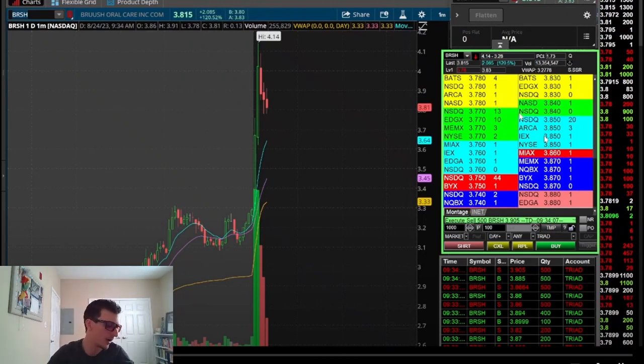So here we have BRSH. This was on a front side move. And for this case study, instead of looking at the level two, the bid and the ask, I want you to look at the tape. And the tape is very, very important. Since we have a reliable form of information here on the tape, rather than thinkorswim, you'll be able to really tell the difference between the two.